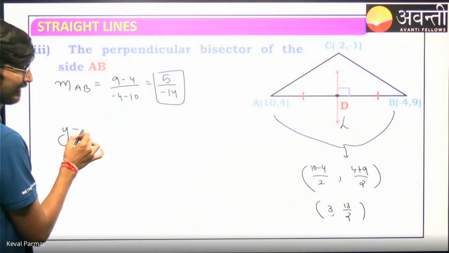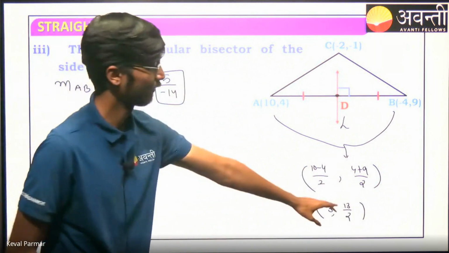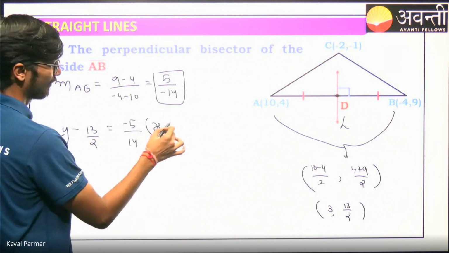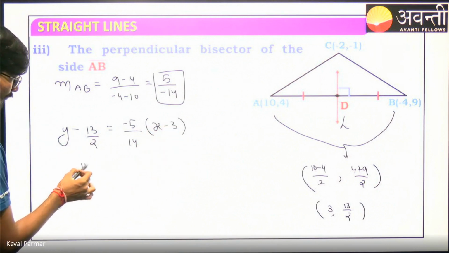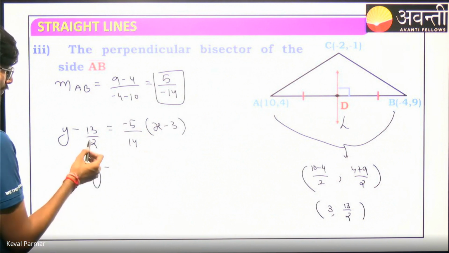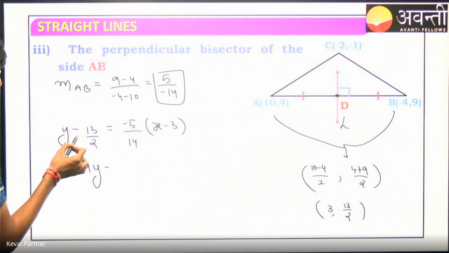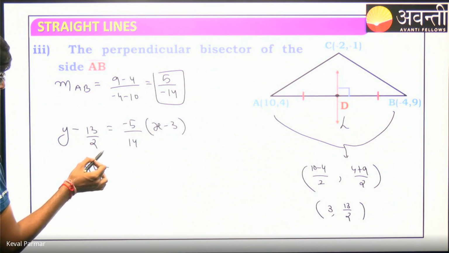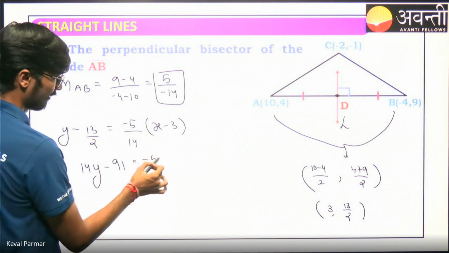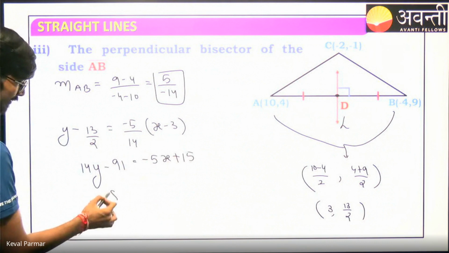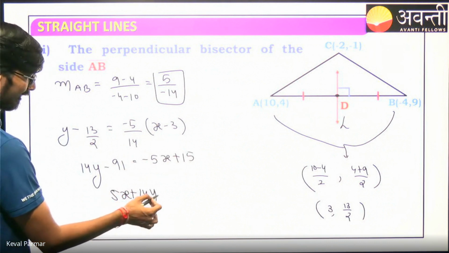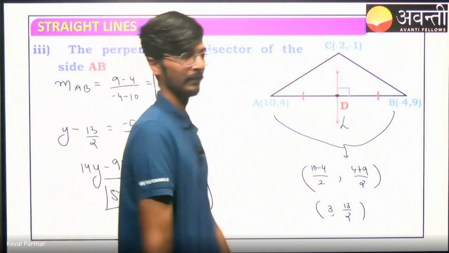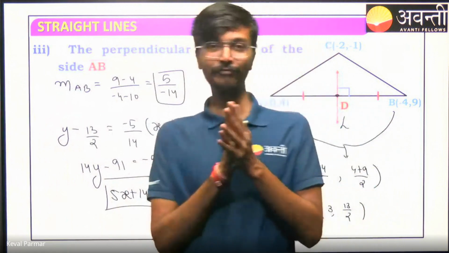We'll get y minus y1, where this is the point x1, y1, is equal to the slope into x minus 3. Let us cross multiply. So I get 14y minus, I think 14 will get cancelled, and 13 sevens are 91. So 14y minus 91 is equal to minus 5x plus 15. Let's take all on one side. So 5x plus 14y minus 106 equals 0. Here's my equation. Simple.